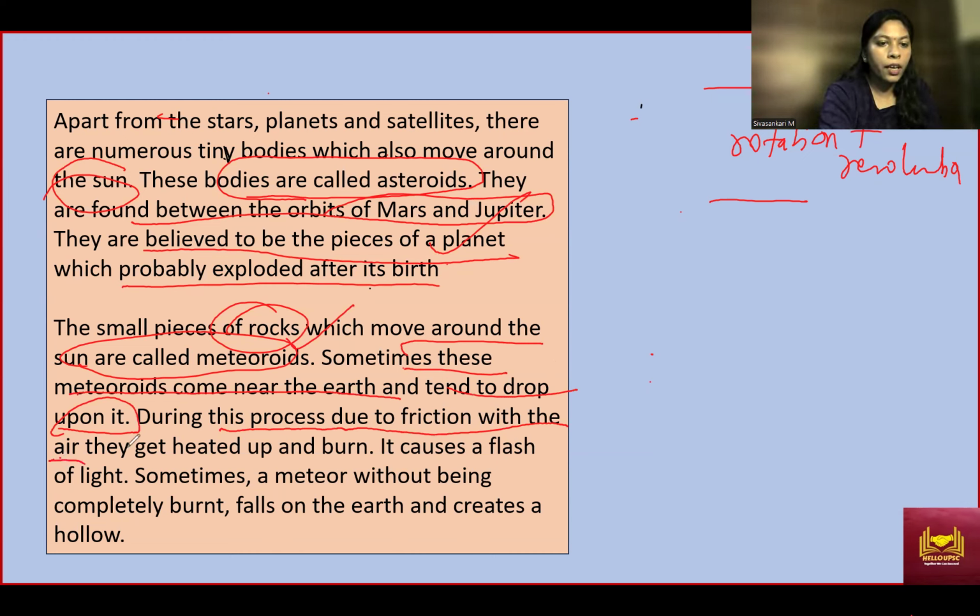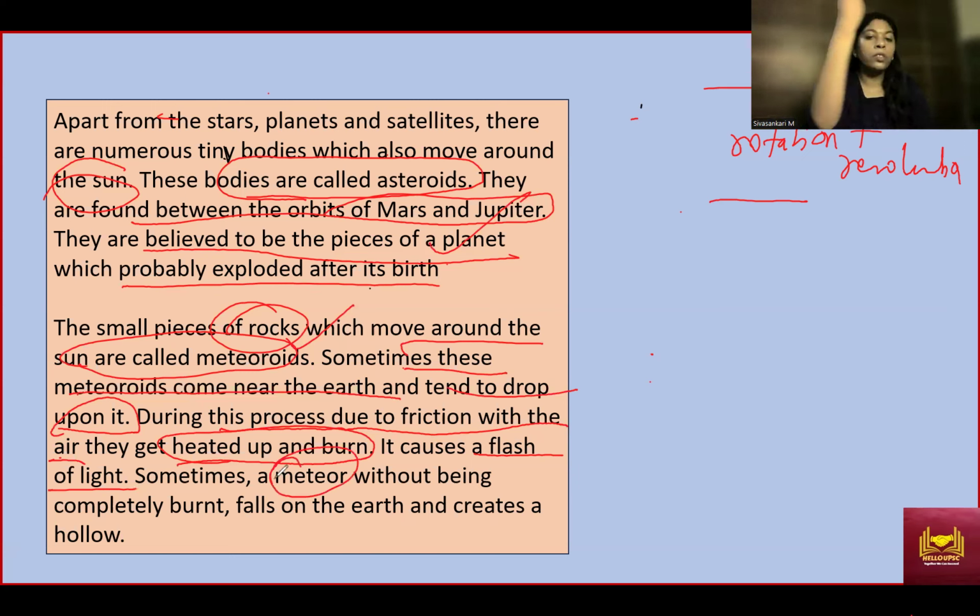So due to friction with the air, they get heated and burned. Okay, so they will burn and it causes a flash of light. That is why you will be seeing a flash of light falling from the sky. These are called meteors. When it falls, we call that a meteor.